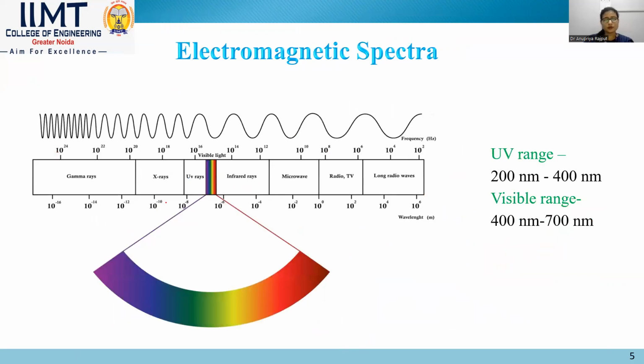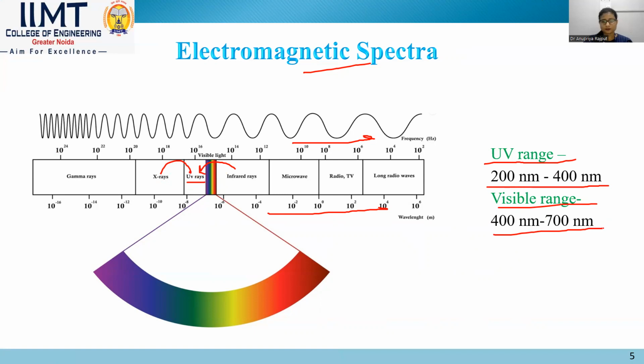When we arrange the frequency and wavelength in increasing order of wavelength and decreasing order of frequency, it is called the electromagnetic spectrum. Visible light is the part of electromagnetic radiation which is visible to the human eyes, and UV radiation has a longer wavelength than X-rays and a shorter wavelength than the infrared region. In nanometers, ultraviolet radiation has a range of approximately 200 nanometers to 400 nanometers, and the visible range is 400 nanometers to 700 nanometers.